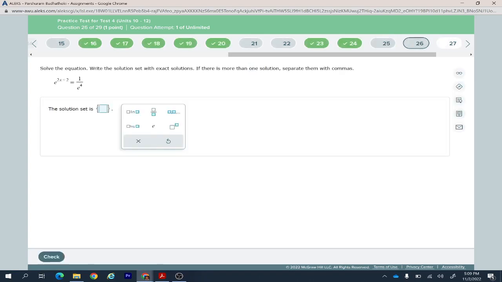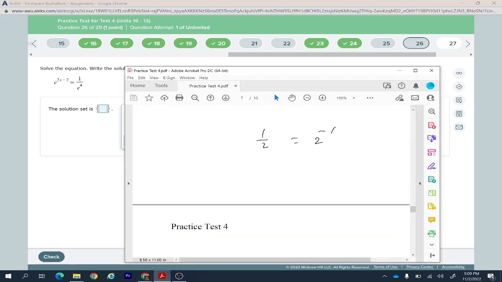Very same idea. e to the power 2x plus 2, if you bring this e to the exponent, the top position, this is what you are going to get. Look at here. So e to the power 2x plus 2, and on the right side you can write down e to the power negative 4. So just equate this one and solve for x.